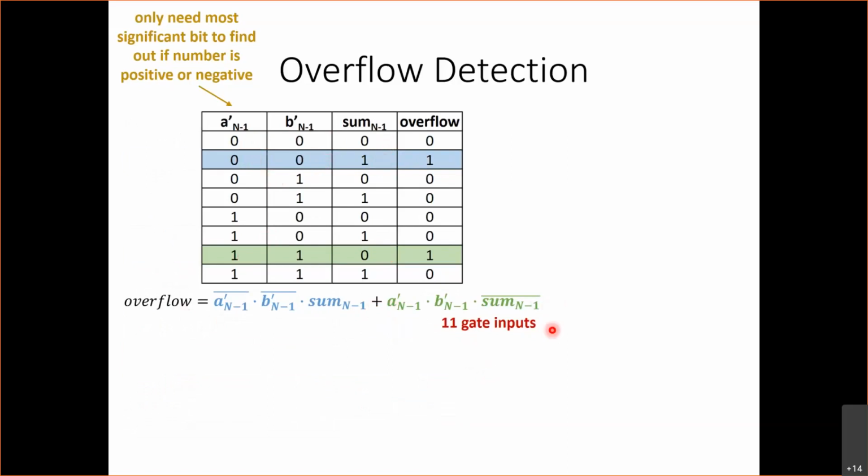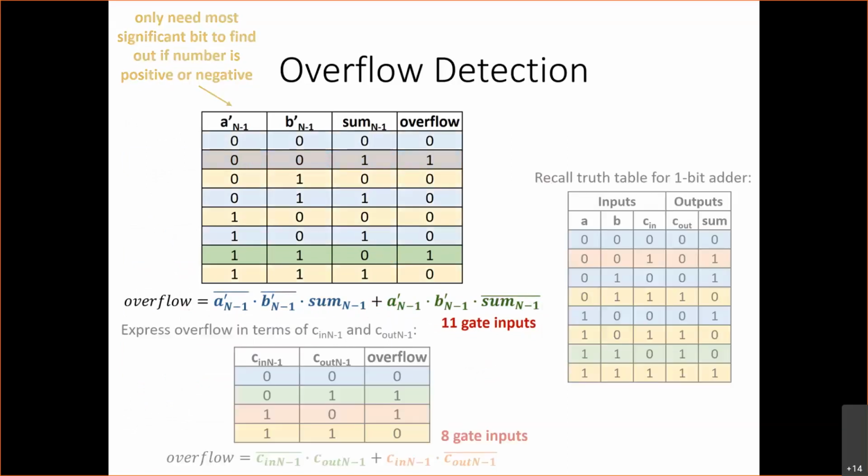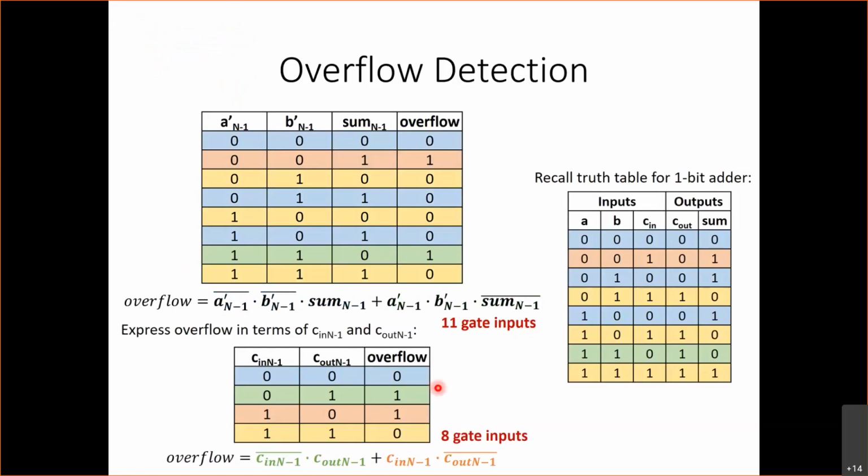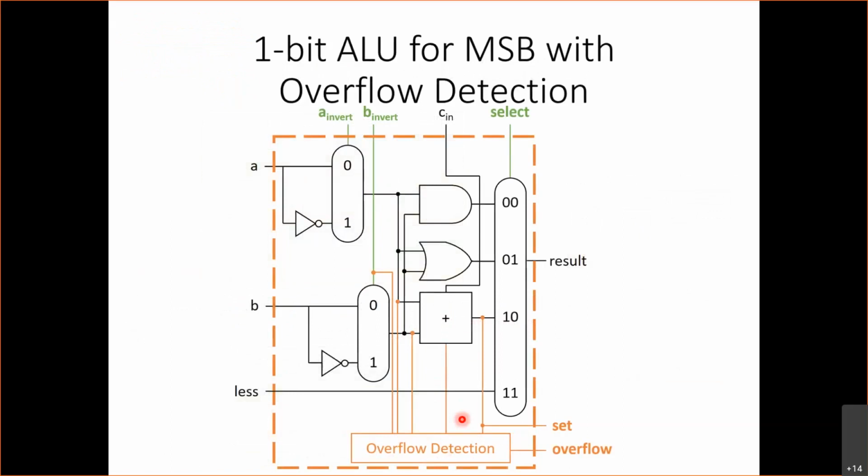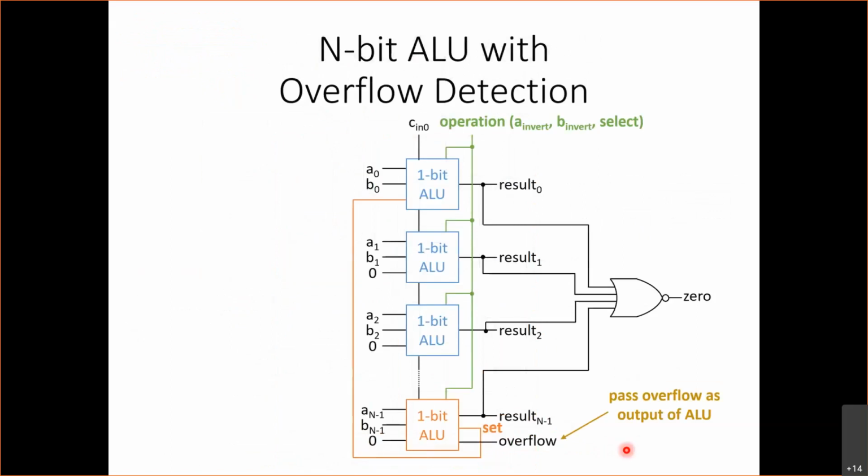But then we realized that we can actually express it more concisely if we express overflow in terms of C in n minus 1 and C out n minus 1. And this gave us a more concise way to express the condition for overflow and hence a more efficient circuit to detect it. We modified the most significant bit ALU in order to have an overflow detection unit in the ALU. This is how we incorporate overflow into our final n-bit ALU.